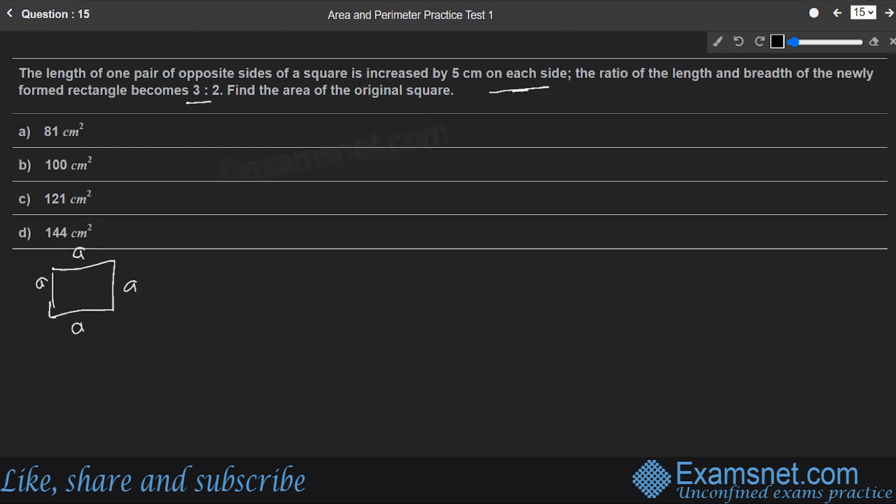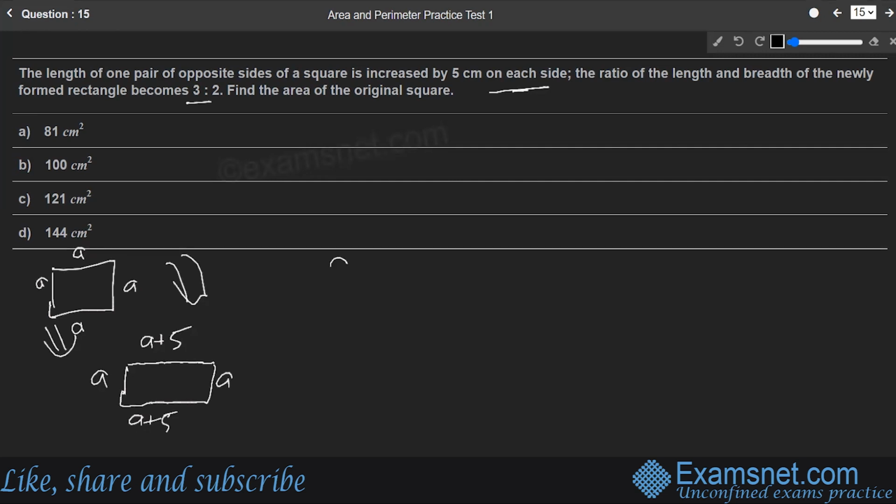Then they transformed this by increasing one pair of opposite sides of the square by 5 centimeter on each side. That is, let's say this particular length has been increased by 5, so we can write it as a plus 5. And he says each side, so the other side is also increased by 5, so this is also a plus 5. Breadths are as it is, the same. So this is the new transformed figure, a plus 5, a plus 5, the lengths have been increased. He's saying if you transform like that, then the ratio of the length and breadth of the newly formed rectangle is 3 is to 2.